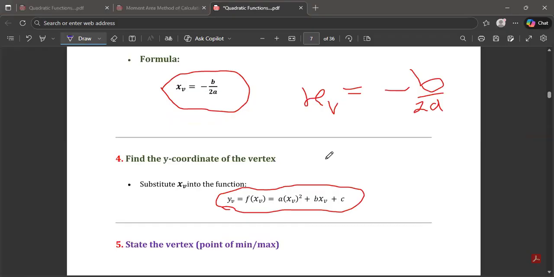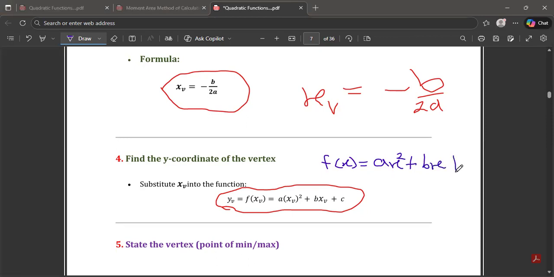In the original, f of x equals ax squared plus bx plus c. So this is the original function. At the end of the day, if you calculate your x at v, you are going to just put it into it. Look at this equation: anywhere they saw x, they put x sub v over there. So that is what is happening in this step.